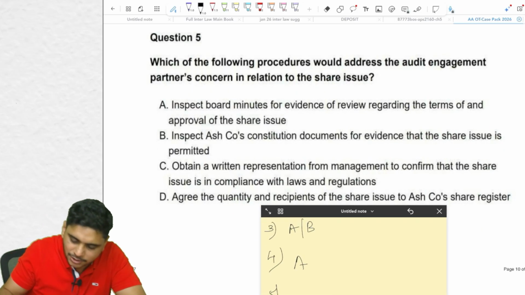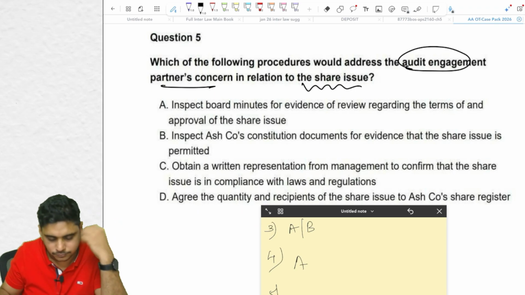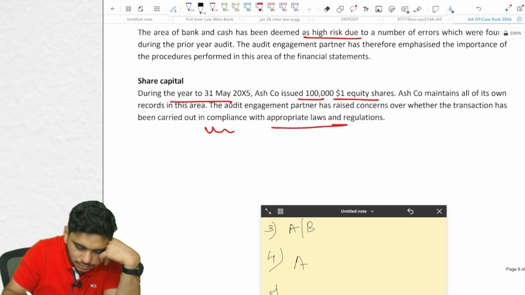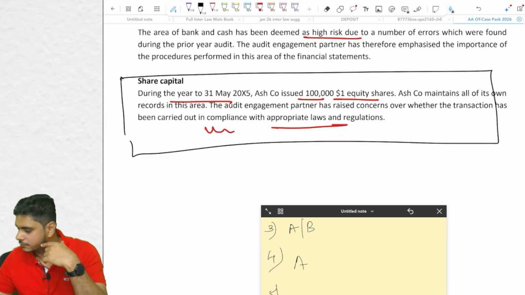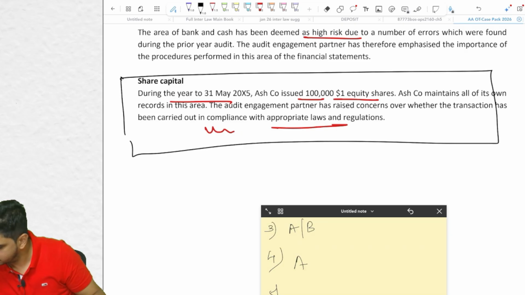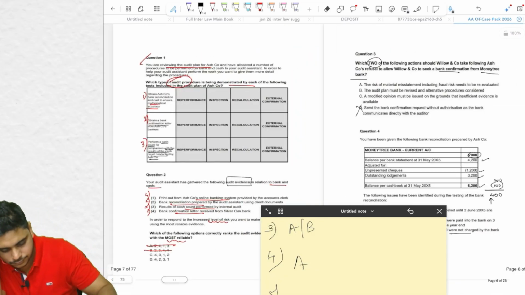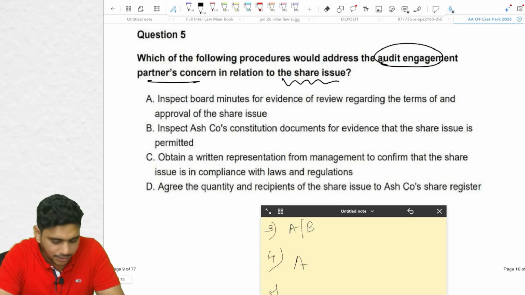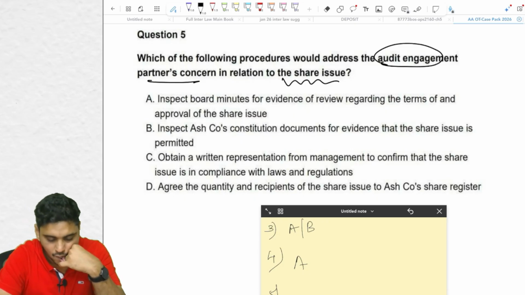Fifth, which of the following procedures would address the audit engagement partner's concern in relation to the share issue? Okay, one second. Let's read the story first. This is the story. Read this. Okay. Which of the following procedures would address the audit engagement partner's concern in relation to the share issue? Choose.